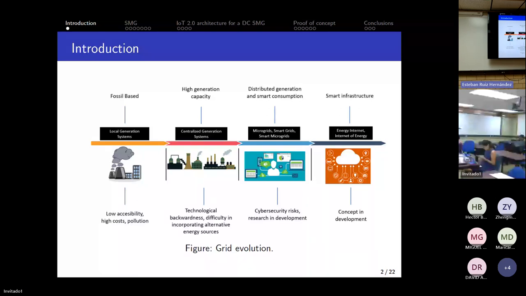This is hoped to be the microgrids, smart grids, and smart microgrids. These are focused on incorporating distributed generation and smart consumption, but the intensive use of electronics and communication systems brings cybersecurity risk, and the research is in development. The next stage is hoped to be a smart infrastructure called Energy Internet, or Internet of Energy. But this is a concept that relies on the technological readiness of this third stage. So we're focusing on this. Well, let's talk about the SMGs.